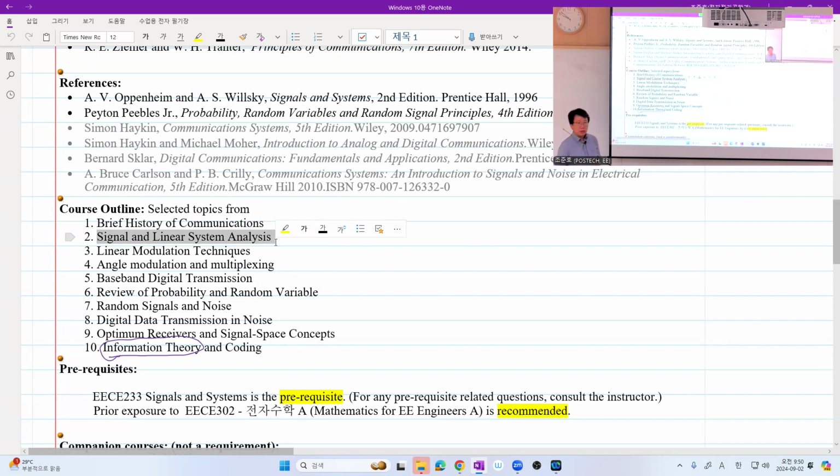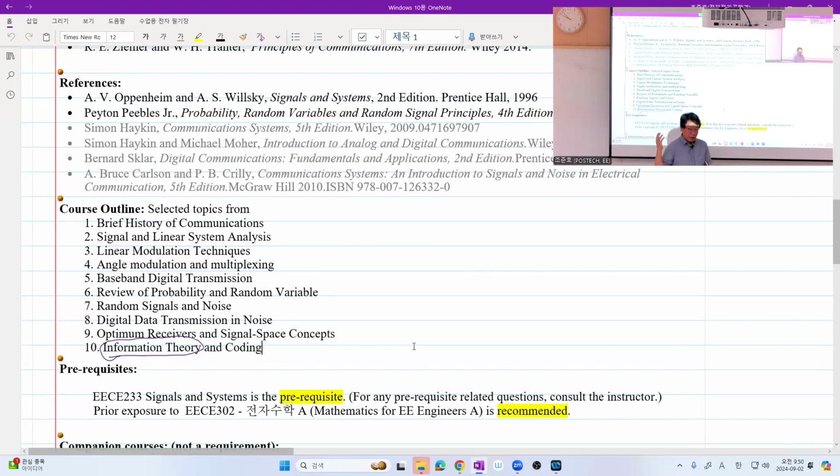So this part will cover the prerequisite. Of course, I will cover it very, very quickly, so you study yourself. And then we are going to talk about linear modulation techniques, angle modulation and multiplexing, baseband digital transmission. And here goes review of some probability and random variables. However, as I just told you, I'm not going to heavily use this material in this course. Of course, random signals and noise is very important. I'm not saying that I will never talk about random variable, but I will try to minimize. Digital data transmission in noise, optimal receivers, signal space concepts, and then finally, information theory and coding.